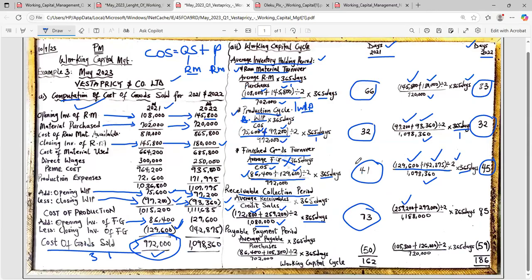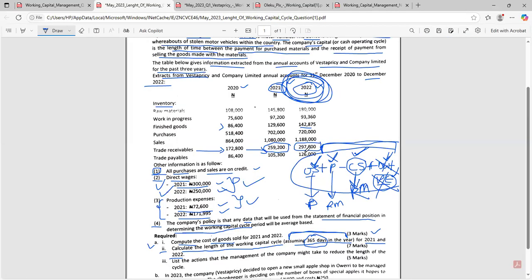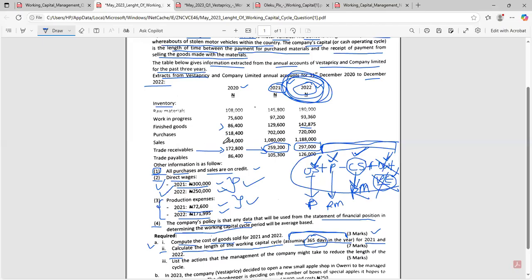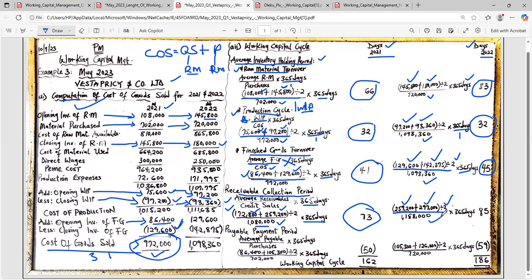What about the closing for 2022? The closing for 2022 will be 297,000, that's the actual figure. Please divide it by 2 and divide it by, what's the formula? Credit sales. So what's our sales figure? Our sales figure is 1,188,000. Bring it there and put it there. Multiplied by 365 days, ladies and gentlemen, you should get 85 days.